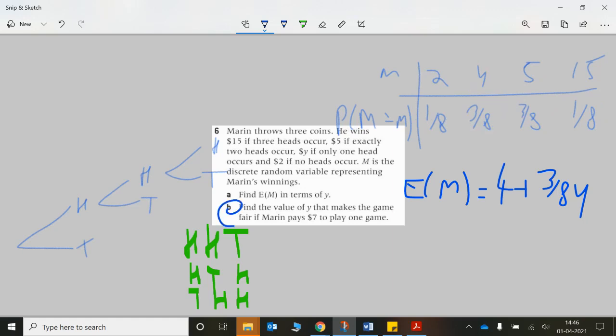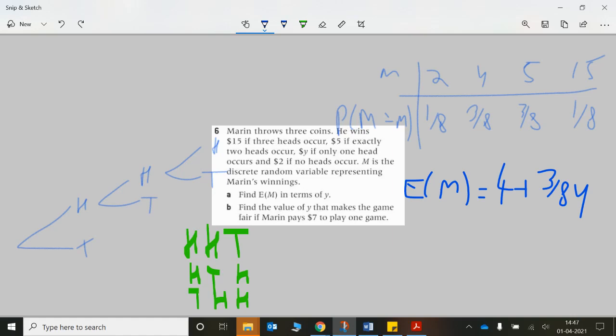Okay, so for part B, it says find the value of y that makes the game fair if Marion pays $7 to play 1 game. Now remember that for a game to be fair, the total gain needs to be 0. In this case, there's already a loss of $7 as soon as you go to play the game. So E of M is actually representing revenue, if you like. It's how much you're getting back. It's the total amount that you're taking from it. It's not profit. So profit would be gain, if you like.